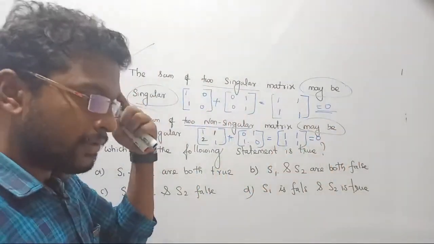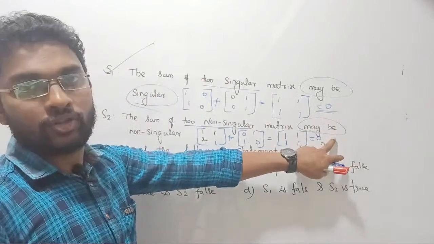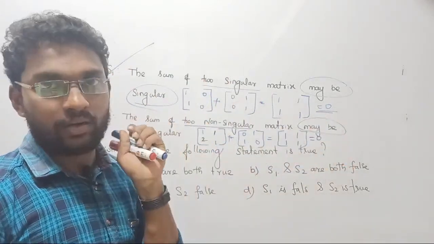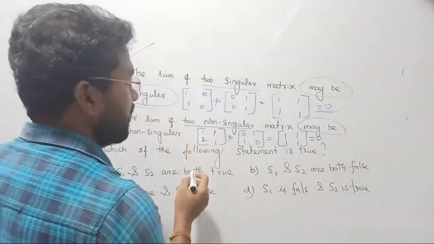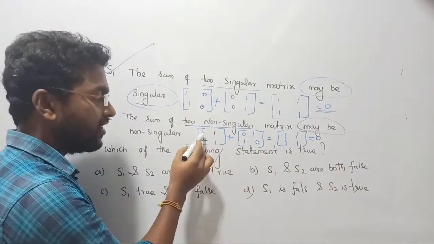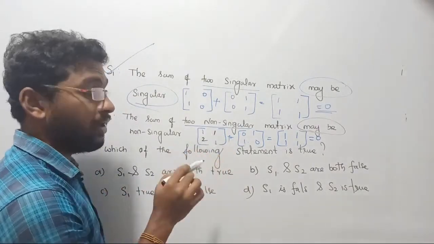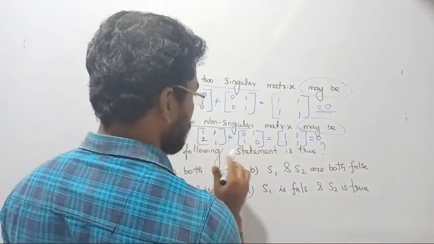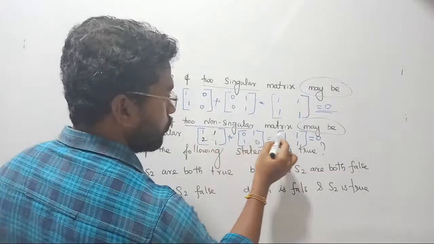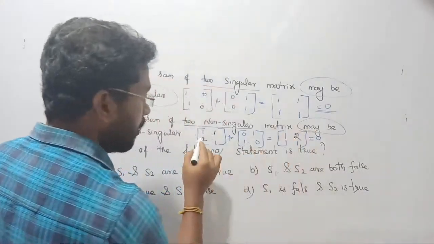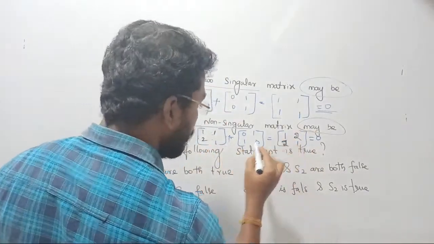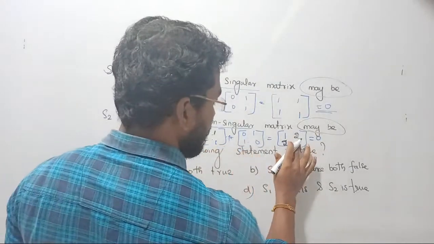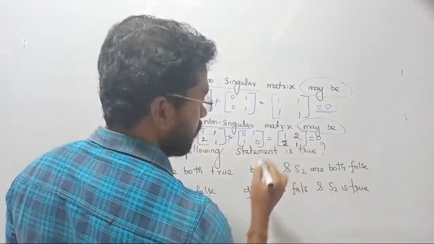So I should think, if they had said always, I can say that is wrong, right? So then if we take some other matrix, and I take non-singular matrices, now for these two, see there 1 into 1 minus 2, I am getting minus 1. This is also not equal to 0. Add these two: 1 plus 0 will become 1, and then 1 plus 1 will become 2. I am getting 2 here, and then 1 plus 0 I am getting 1.